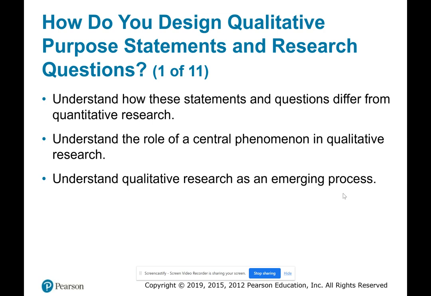Number two, quantitative researchers use the term variables while qualitative researchers do not use variables, but instead they gather information on a single concept and they call these a central phenomenon. Number three, quantitative research tests theories, but qualitative research builds general themes on ideas shared by participants.